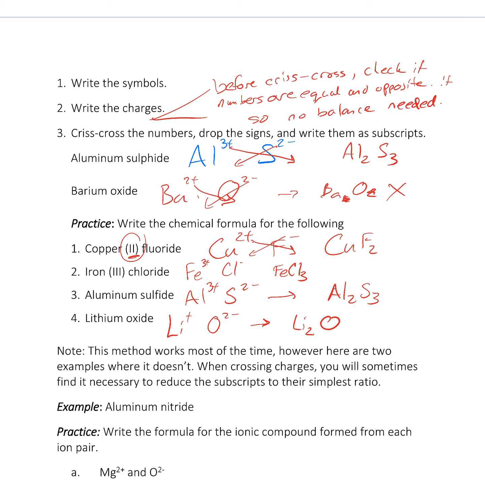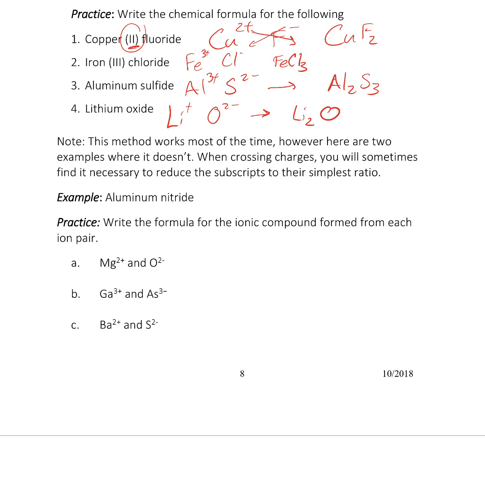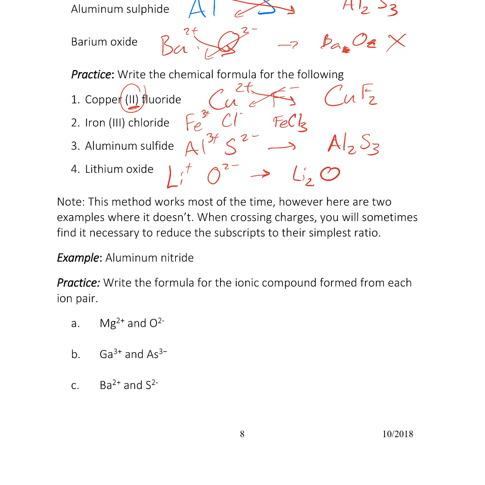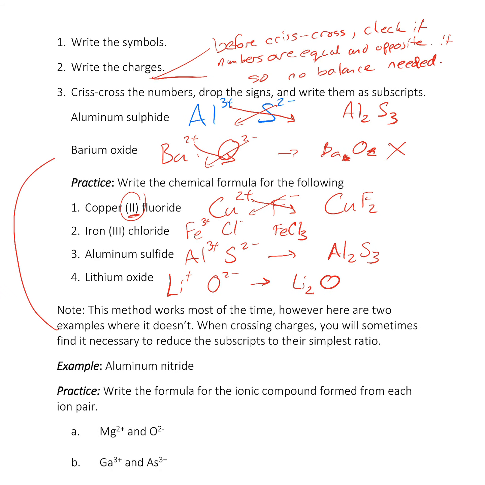So notice this method does not work all the time. However, here are 2 examples where most of the time it doesn't work. And when crisscrossing, you will sometimes find it necessary to reduce the subscripts to the simplest ratio. I don't know what this is talking about. It does not give you an example. This is talking about this one here, that barium oxide, where we have to reduce the ratio to the simplest ratio.